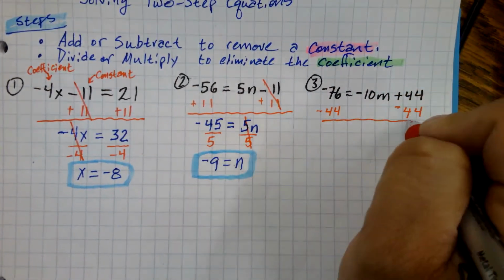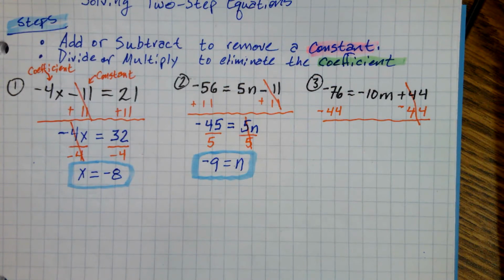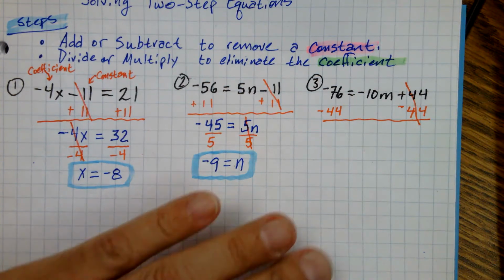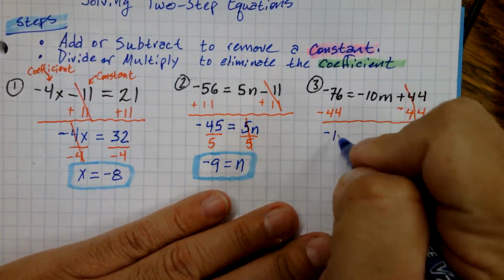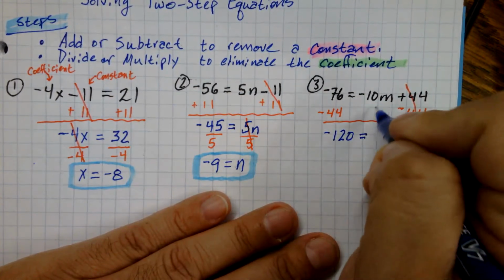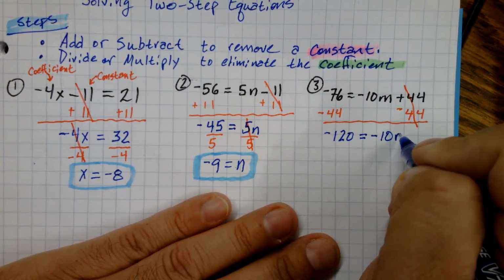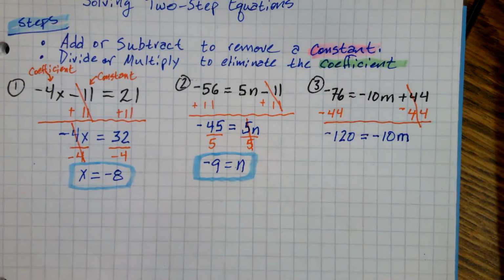Okay. Cancel that. And let's see what we get. Wow, it's a big number. That's going to be negative 120. Bring down the equal sign. I didn't do anything with the negative 10, so there it is. Okay. So here we go.